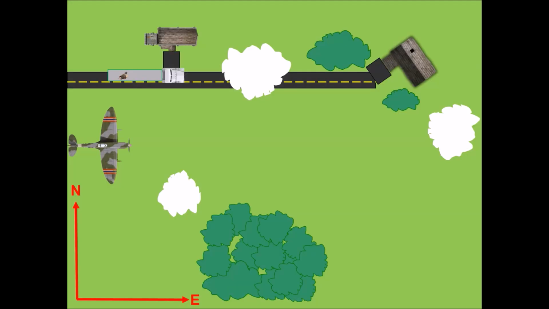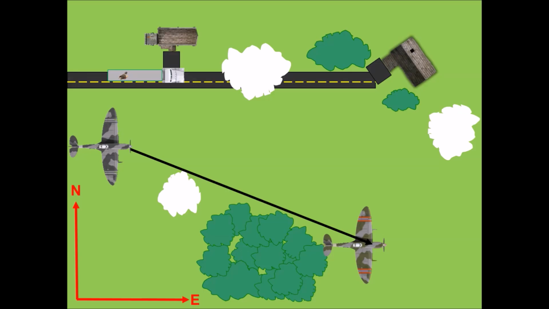Just for perspective and continuity, here's the guy walking around on the truck bed on the road going towards this barn for some reason. But here's our situation in general. Here's our plane, played by a World War II Spitfire, with north and east shown. The plane will end up moving along this direction, the reason being that the plane's speed is in the easterly direction, but the wind is pushing it in a southerly direction.